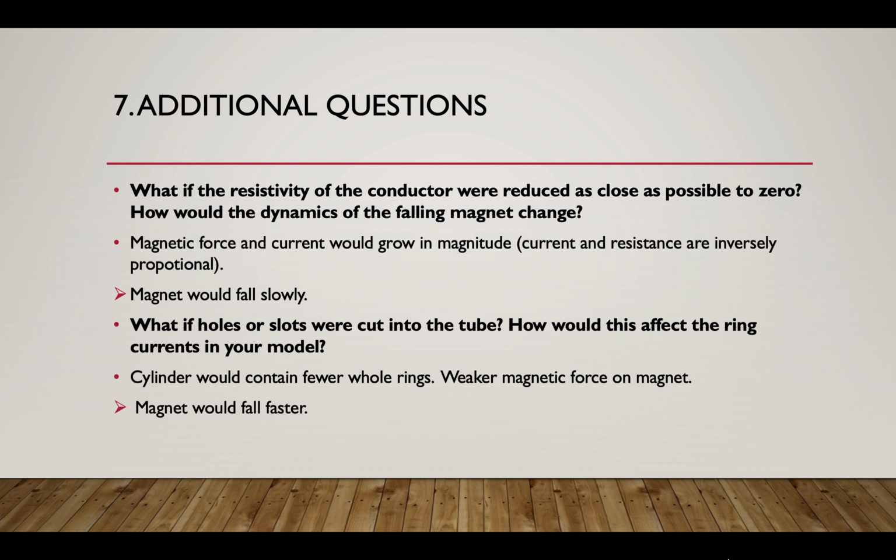So what if holes or slots were cut into the tube? How could this affect the ring currents in the model? Well, the cylinder will contain fewer whole rings and a weaker magnetic force on the magnet. And in this case, the magnet will fall faster.